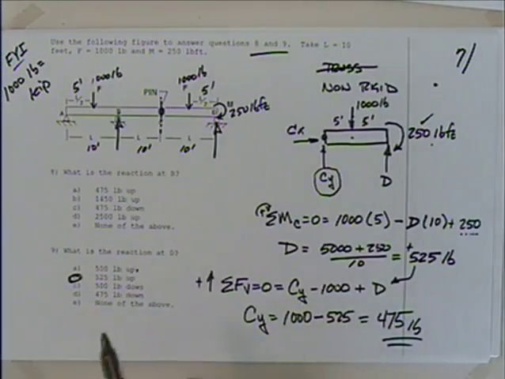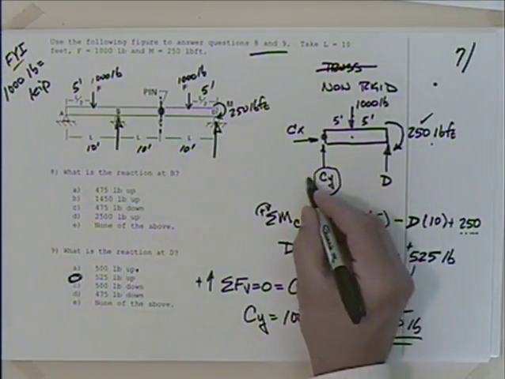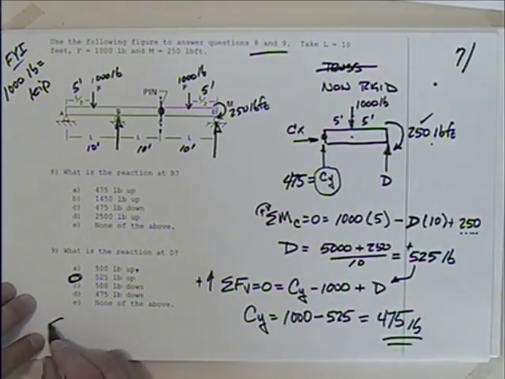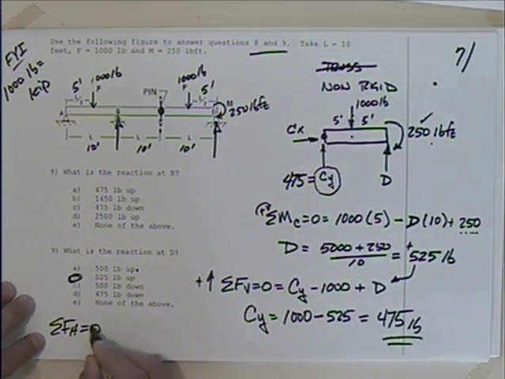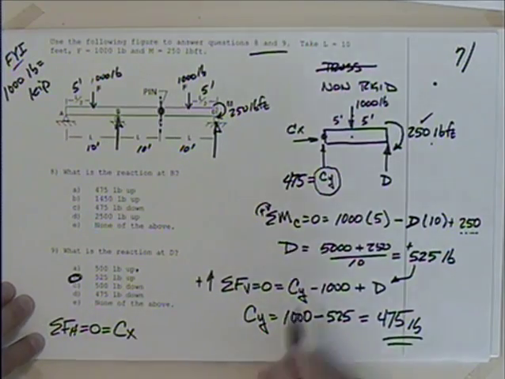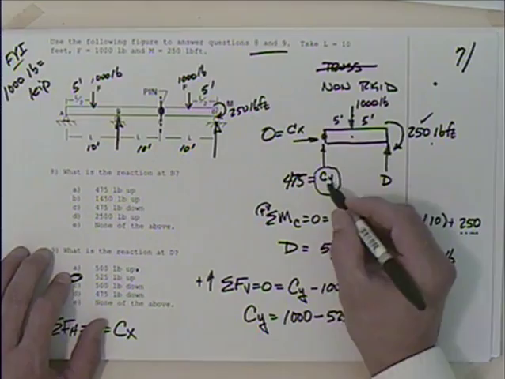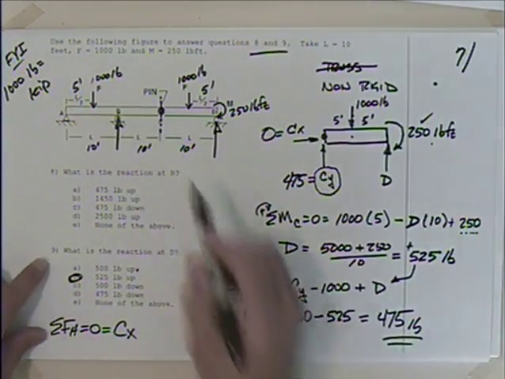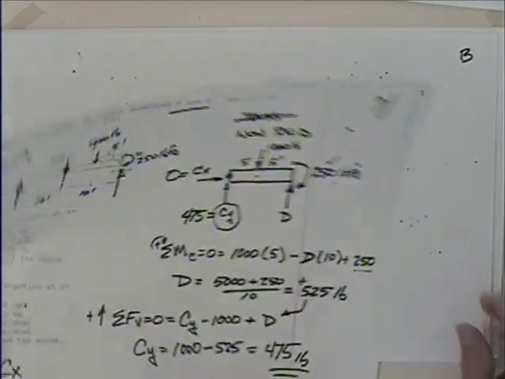So the CY is 475, and if I sum the forces in the horizontal direction, setting them equal to 0, I just have CX, don't I? So we'd recognize that's 0. So I'm going to take what I've learned about that at CY and apply it to a free body diagram of this left-hand side. Let's see how that works.